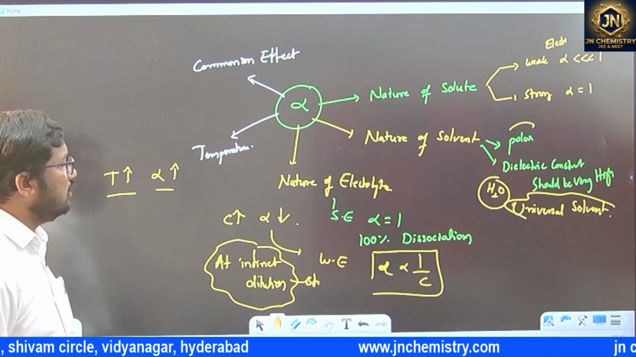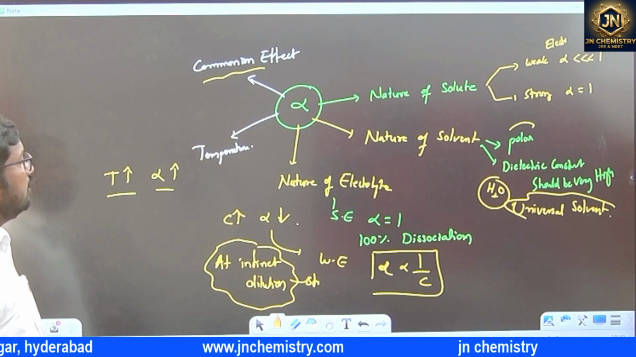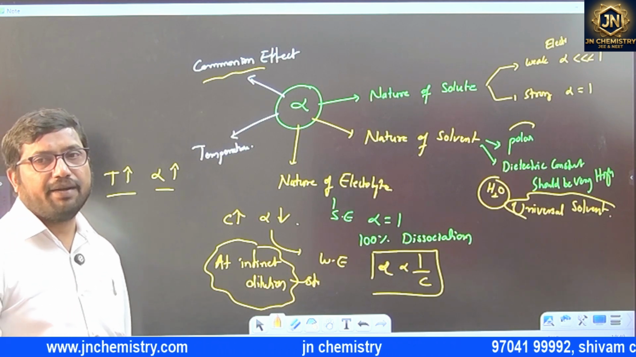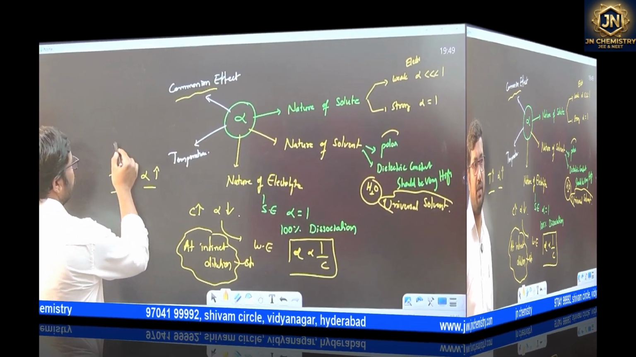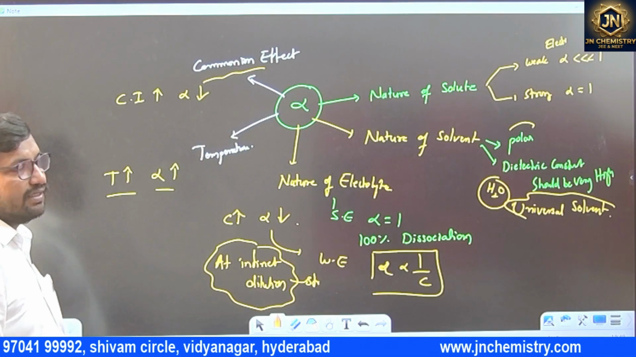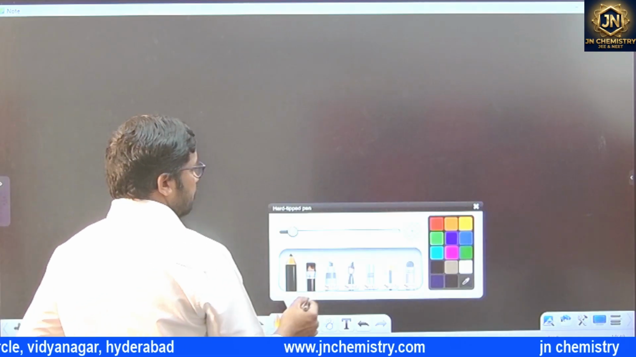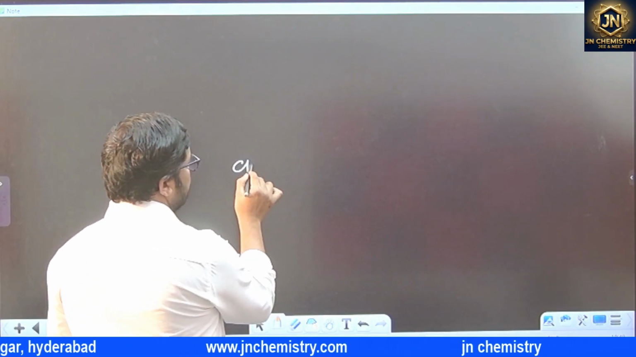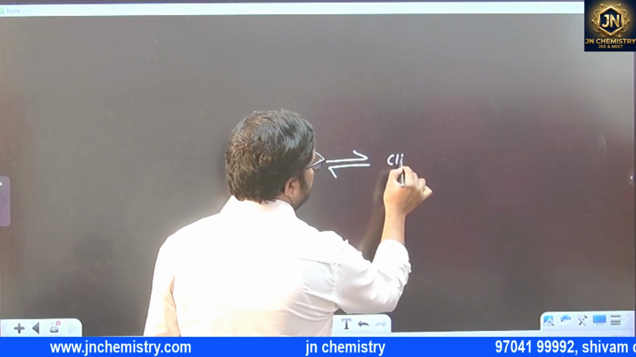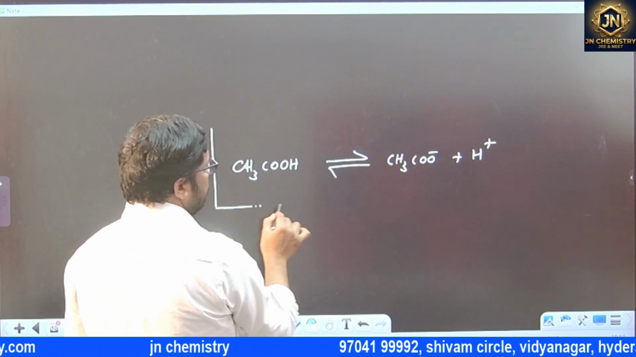Next, common ion effect. I explained this common ion effect in the Le Chatelier principle. If a common ion is present, the alpha value decreases. How? For example, try to understand: CH3COOH in equilibrium with CH3COO minus and H plus is present in a container.